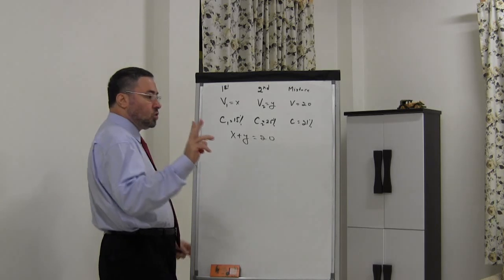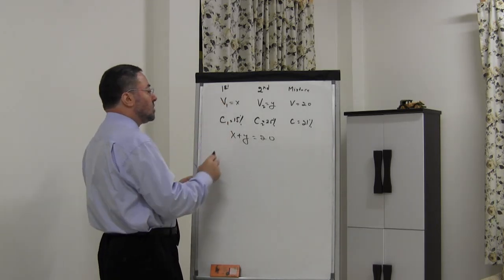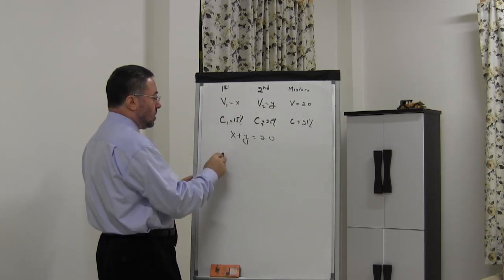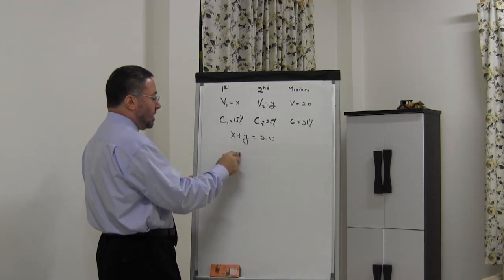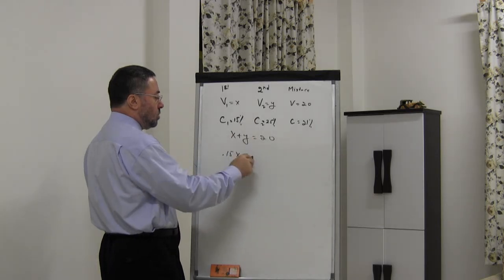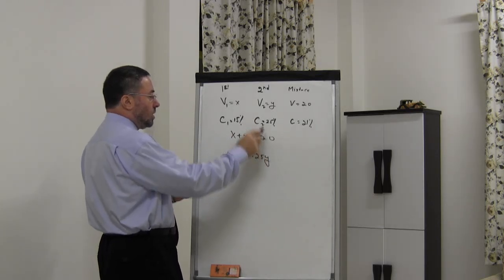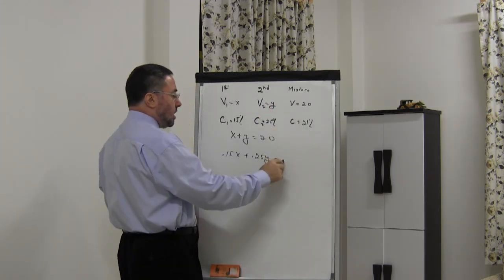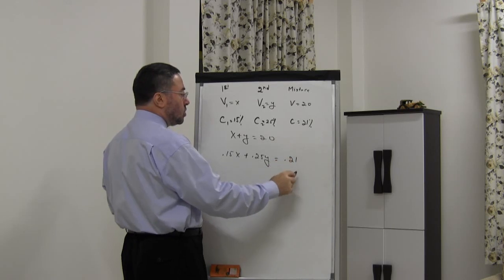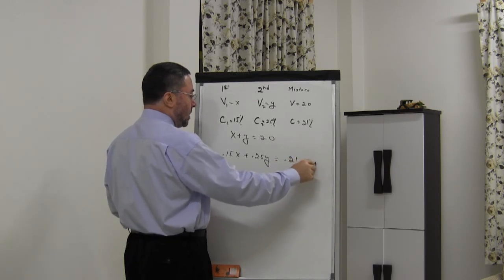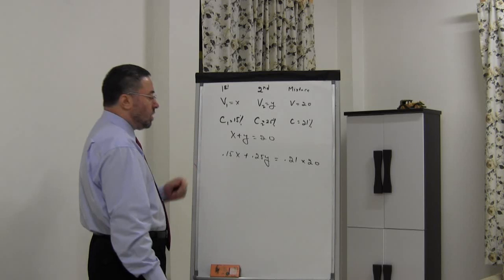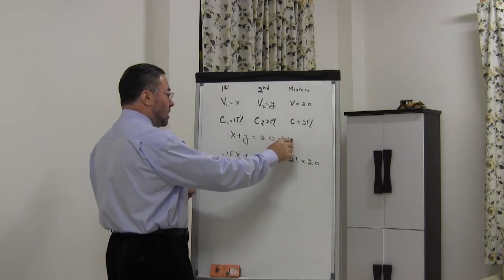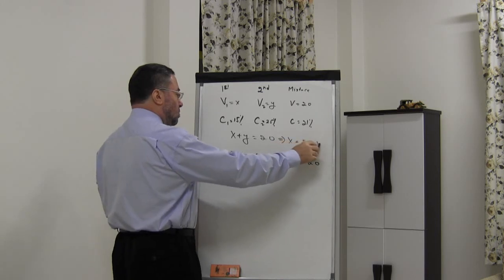The acid comes from two sources, this solution and this solution. So let's see how much acid we are going to get from this, and that's 0.15x. And from this we get 0.25y. And this adds up to all the acid in the mixture, which is 0.21 times 20. And now we have our two equations. From this we get x equals 20 minus y.